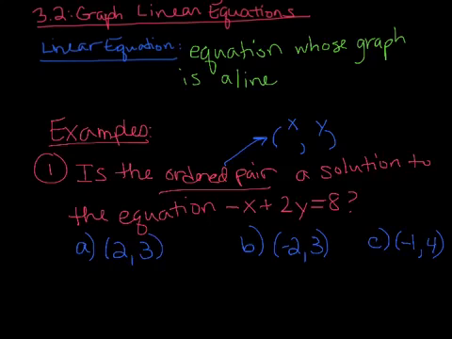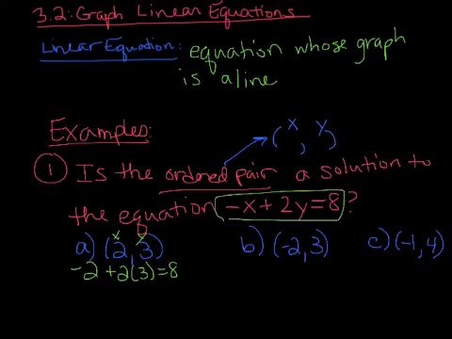So my first example, I have (2, 3). So remember, 2 is the x, 3 is the y. The way that we can find out if it's a solution is by substituting these two values in for x and y. So I have negative 2 plus 2 times 3 equals 8. All I'm doing is taking my original equation and substituting in values for x and y. When I do that, I get negative 2 plus 6 equals 8. Negative 2 plus 6 is positive 4. That one does not work out, so my answer for this is going to be no.